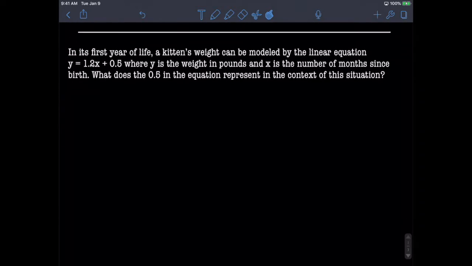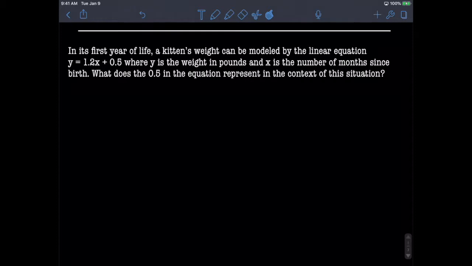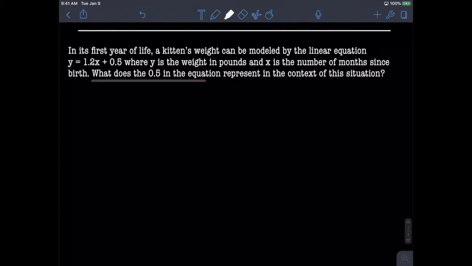First up, in its first year of life, a kitten's weight can be modeled by the linear equation y equals 1.2x plus 0.5, where y is the weight in pounds and x is the number of months since birth. What does the 0.5 in the equation represent in the context of this situation? So let's repeat that. The question is asking about the 0.5.